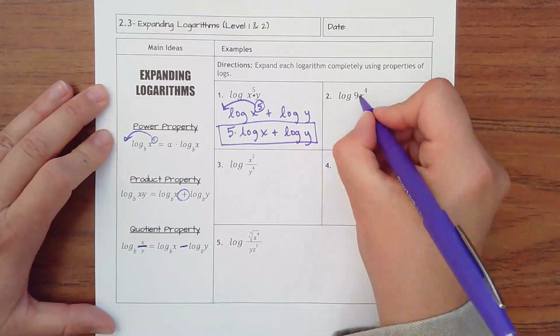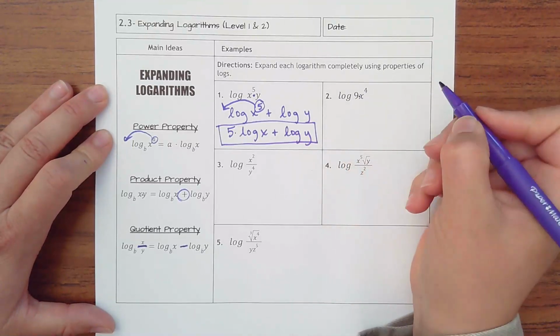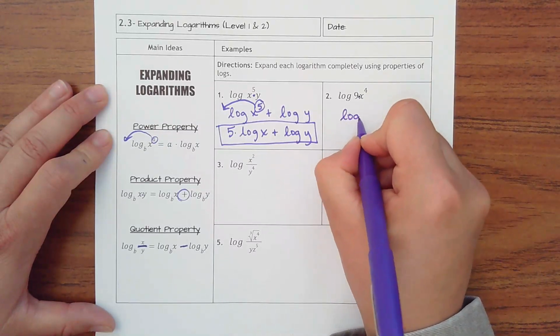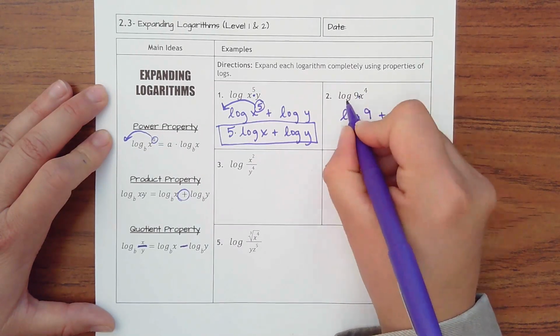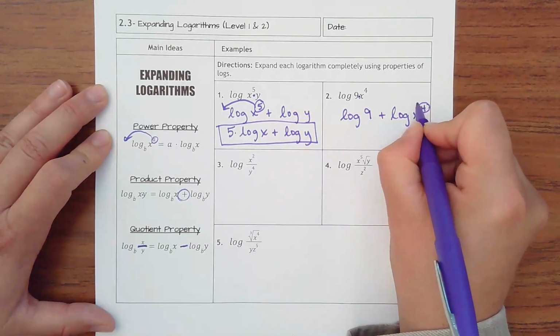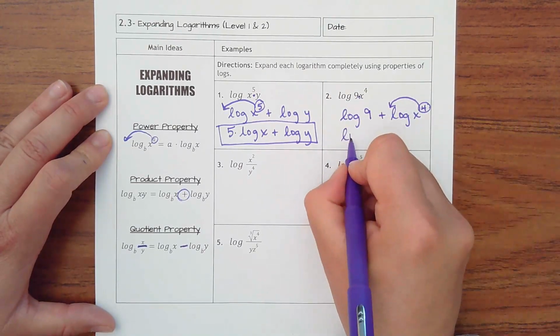Number 2, similar. Log of 9 times x to the 4th. 9 times x to the 4th gets split up, so we're going to have log of 9 plus log of x to the 4th. And then take the power, move it into the front of just this log.